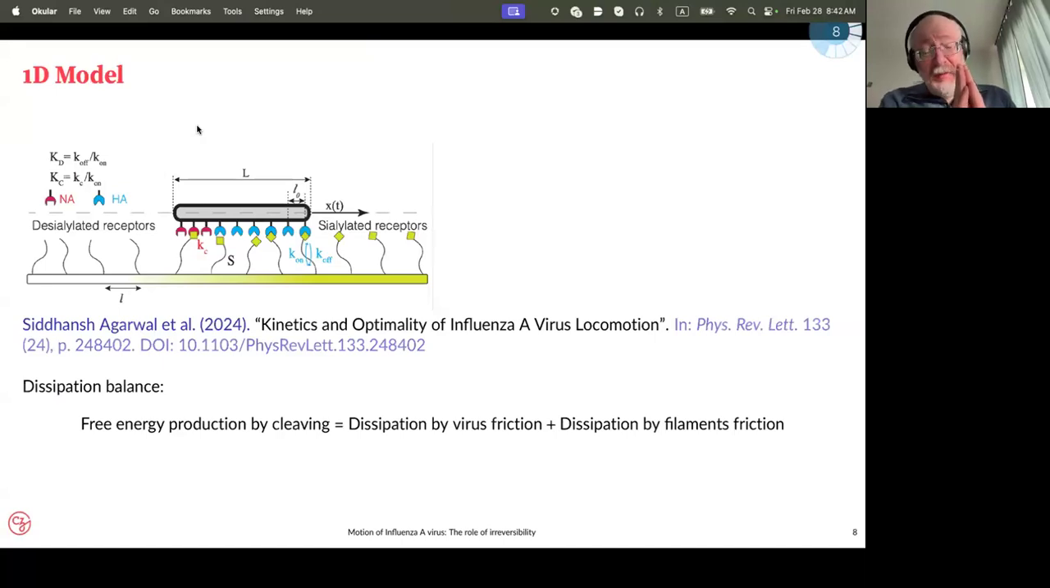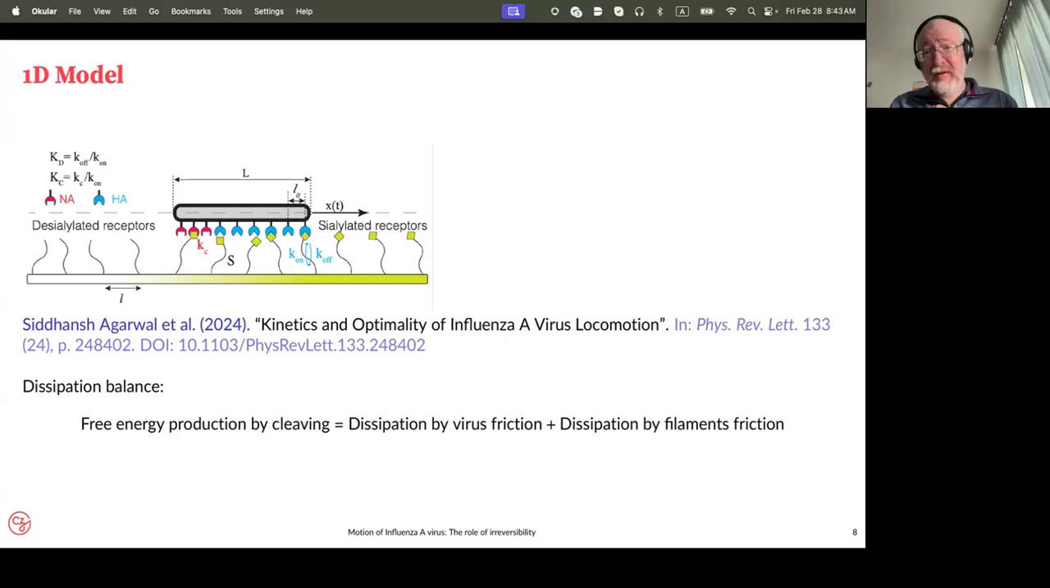Okay, here is our model. In our paper, we discussed a one-dimensional model. The model is very simple. You have receptors, you have filaments, and filaments have receptors. Receptors could bind and unbind, and you have the constant for binding. And there are some burners which can burn the receptors, and you have some constant for the rate of burning.